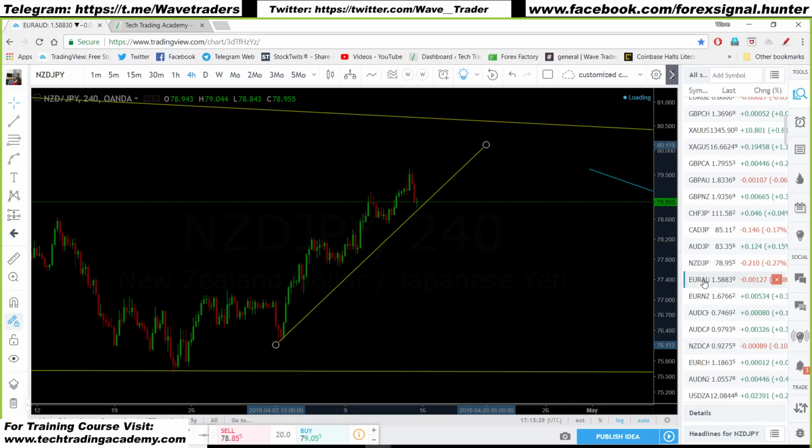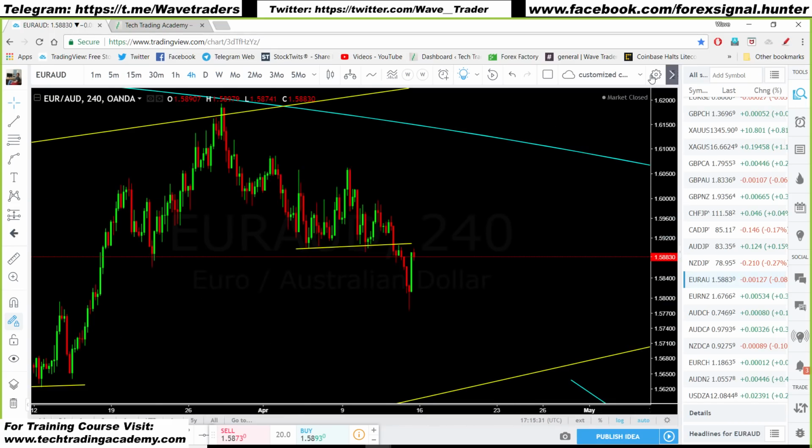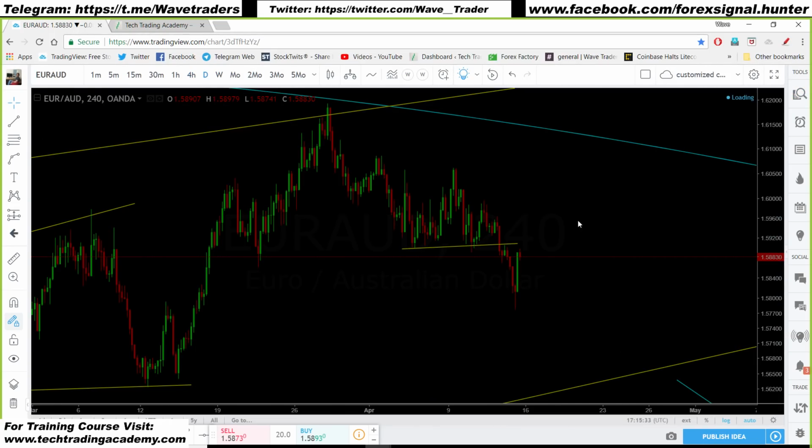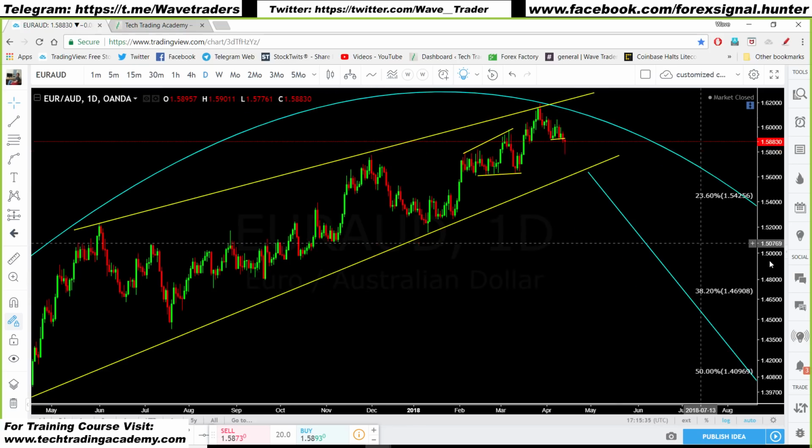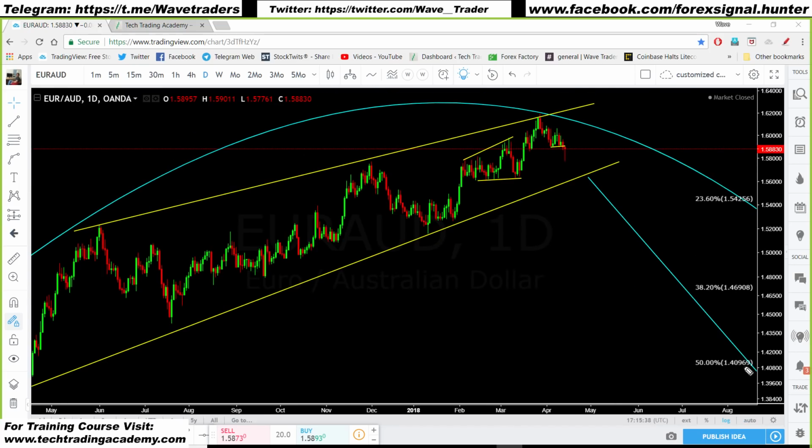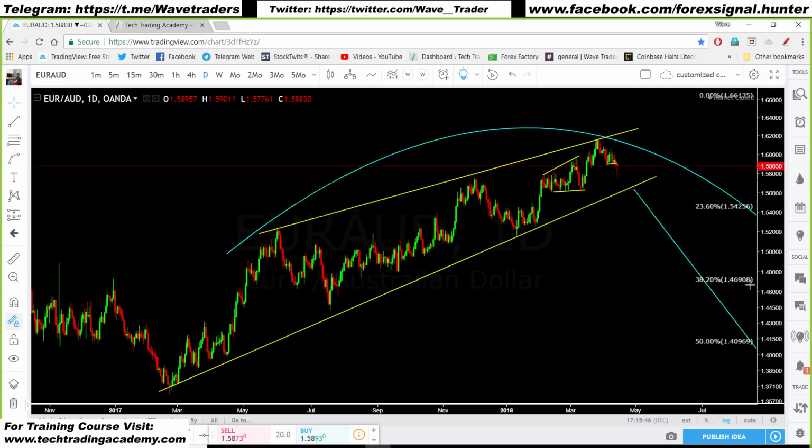So Euro Aussie dollar has broken down. The trade setup which I was showing you in last weekly market outlooks was that, and that is just happening over there.